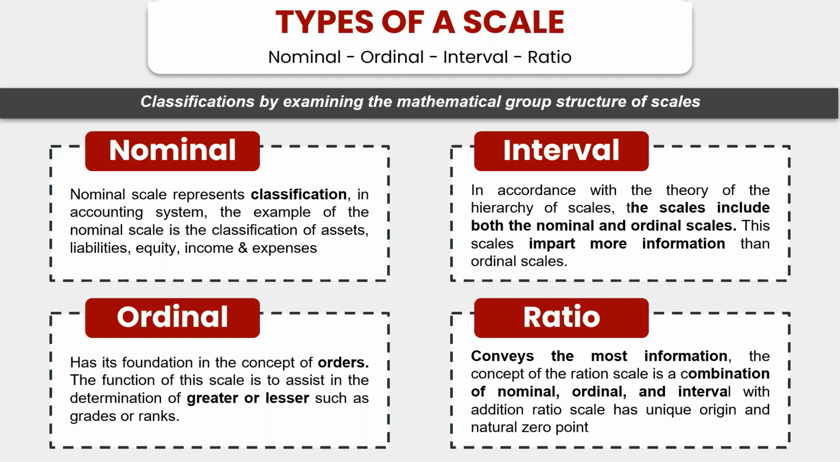The last one is ratio scale, which conveys the most information. The concept of this ratio is a combination of nominal, ordinal, and interval. In addition, ratio scale has a unique origin and a natural zero point.